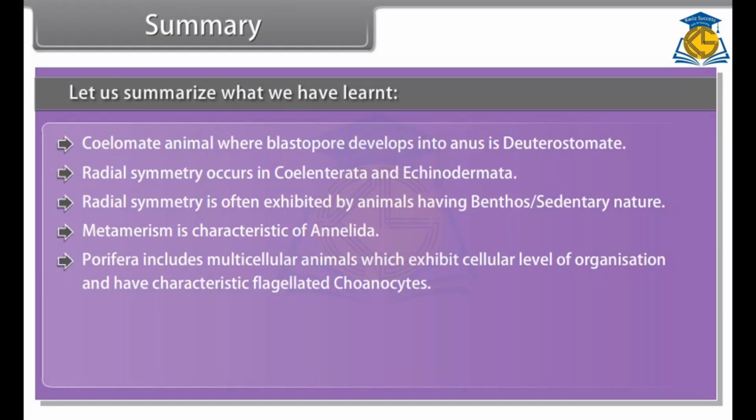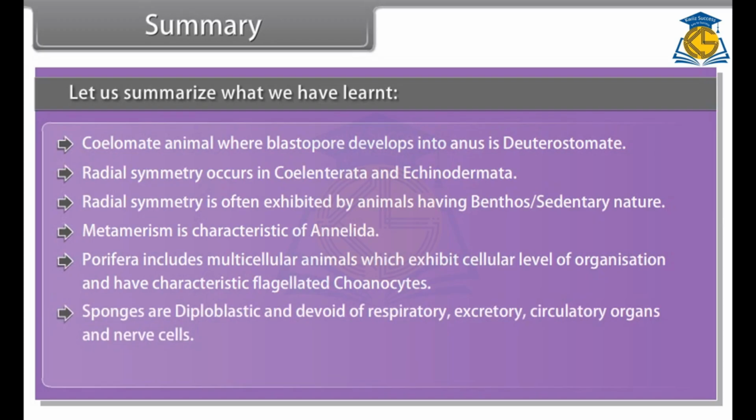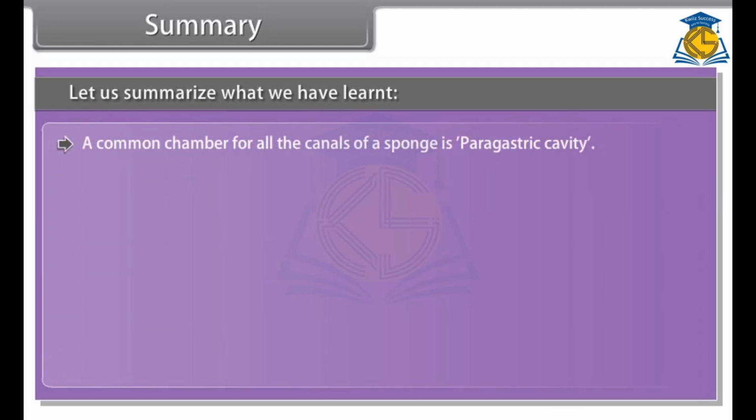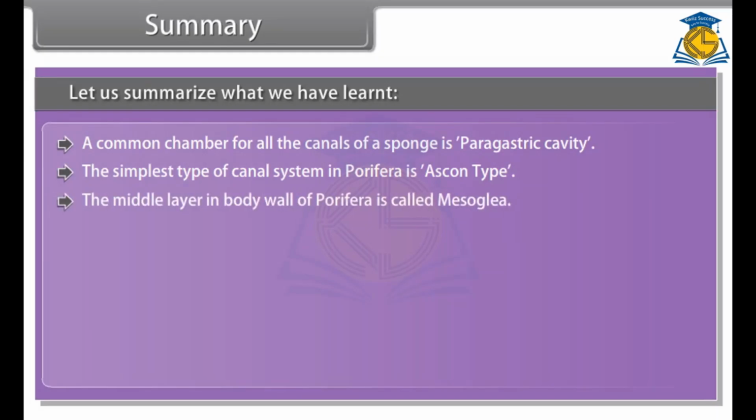Porifera includes multicellular animals which exhibit cellular level of organization and have characteristic flagellated choanocytes. Sponges are diploblastic and devoid of respiratory, excretory, circulatory organs and nerve cells. Canal system is found in sponges. A common chamber for all the canals of sponge is paragastric cavity. The simplest type of canal system in Porifera is Ascon type. The middle layer in body wall of Porifera is called mesohyl. Classification of Porifera is based on spicules.